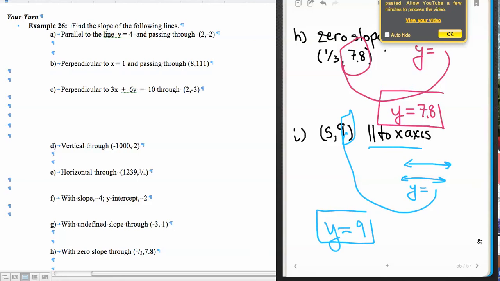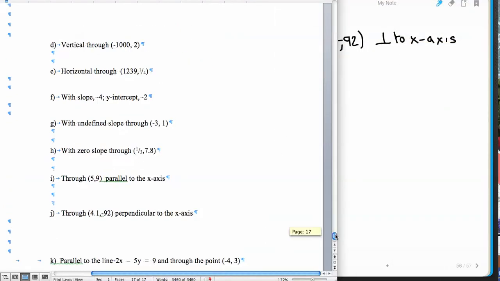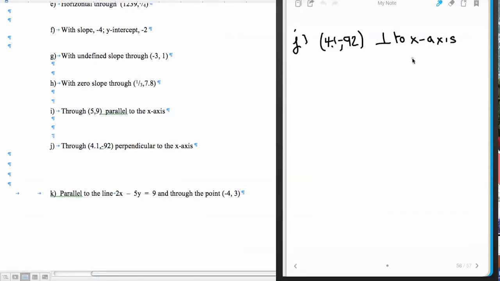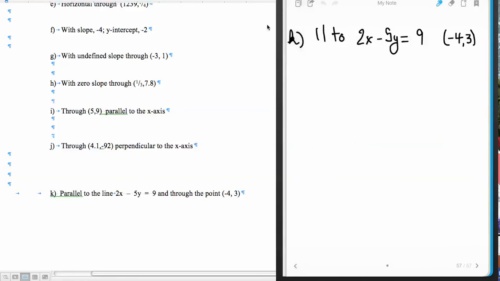And then moving on, we have our next one, which is perpendicular to the x-axis. So here's the x-axis, and a perpendicular would be an x equals line. And so x equals what? Well, x equals whatever the x is here. So that's 4.1.